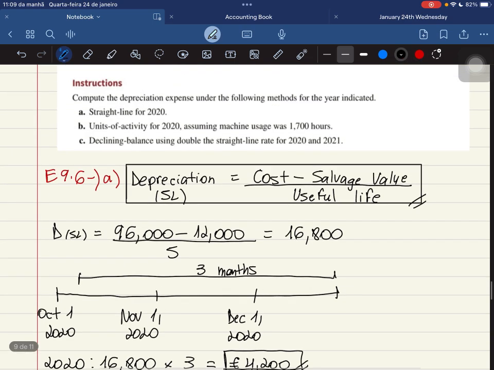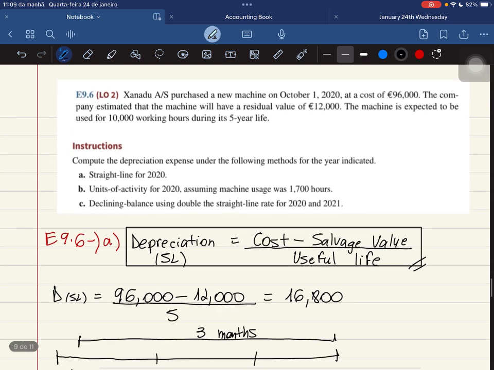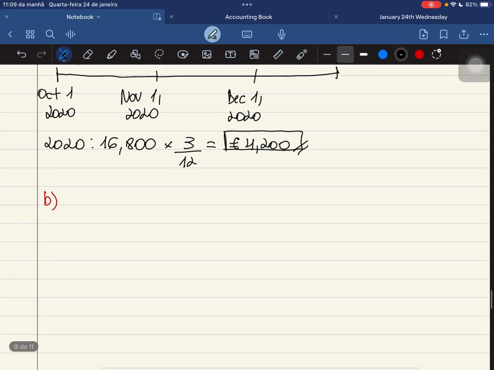B. Calculate the depreciation under the units of activity method for 2020, assuming the machine usage was 1,700 hours. This is a different method, but you see, it's again for 2020. So whatever value that we get, we're also going to have to multiply it by 3 divided by 12. So let's not forget that.